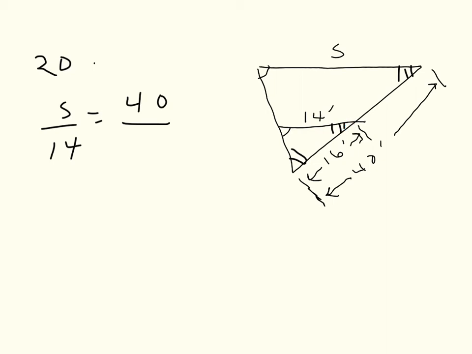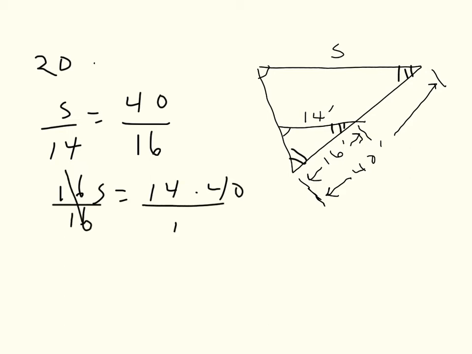I'm sorry. We're going to say that 40 corresponds to the 16, so we're going to put over 16. Then when we cross multiply, we'll end up with 16S equals 14 times 40. Divide both sides by 16, that'll cancel. The largest number that goes into 40 and 16 is an 8, so I'm going to use that.